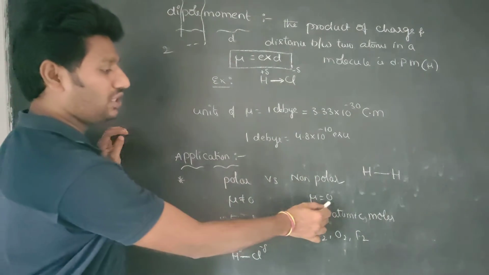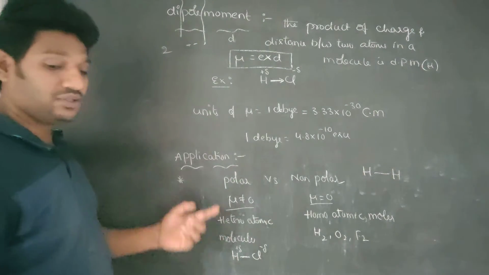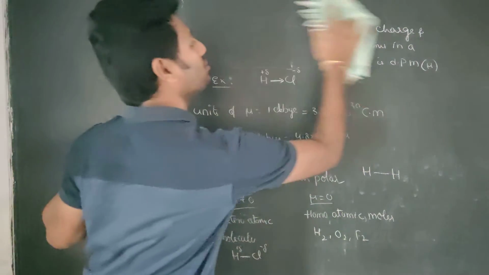So for this molecule the dipole moment is 0. For polar molecules, mu is not equal to 0. Understood? Now, based on this, let's see how we solve some more problems.